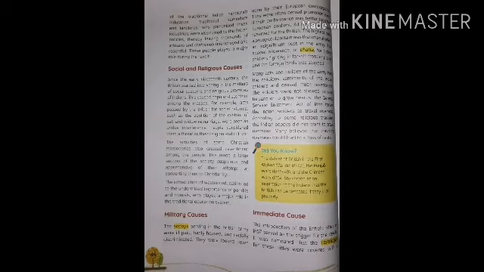Now, moving on to the immediate cause. The introduction of the Enfield rifles in 1857 served as the trigger of the revolt. It was rumored that the cartridges, meaning the bullets for these rifles, were covered with a layer of grease made of animal fat, of cow and pig, which was completely prohibited for both Muslims and Hindus at the time.